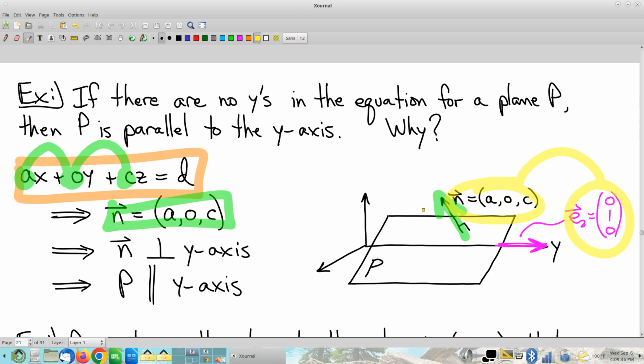And now, geometric appeal: the plane is perpendicular to the green vector. The green vector is perpendicular to the purple vector. Knee bone's connected to the leg bone and all that. And that means this plane, just a geometric appeal, look at the picture, the plane has to be parallel then to the y-axis. Everybody buy it? Now, that is a geometric appeal. I hope that is geometrically satisfying.